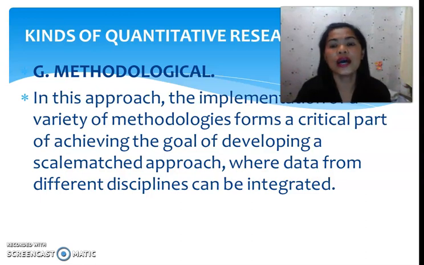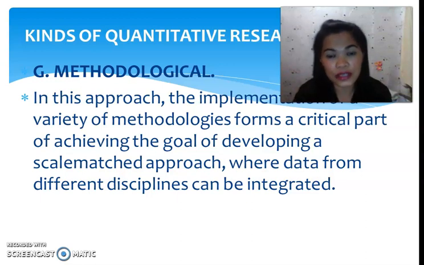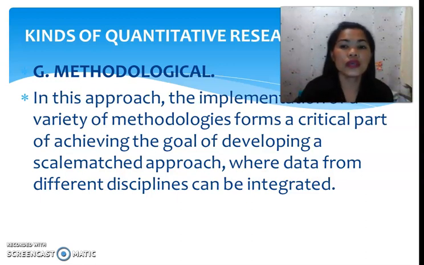Under these there are two major kinds, which is the experimental, and the other one is the non-experimental. So under the experimental, we have the pre-experimental, quasi-experimental, and under the non-experimental or the descriptive, so there's also the correlational and methodological, and among others.